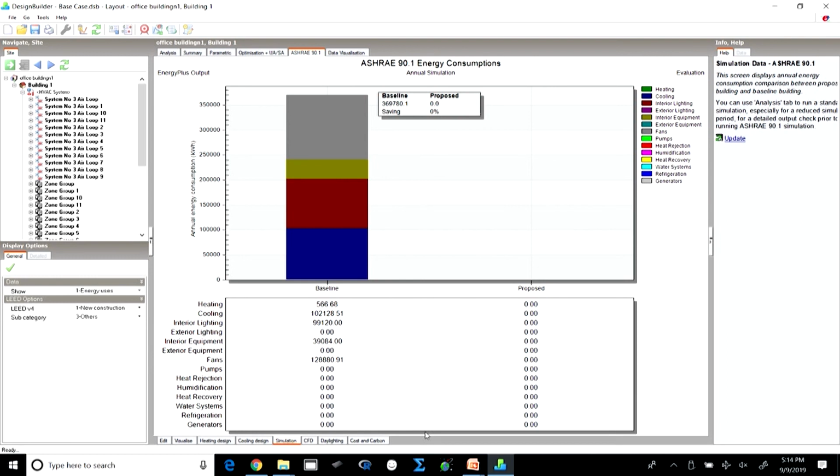So, we will close here, and in the next week we will start by simulating the proposed case, and then we will compare how the performance of the base case and proposed case vary.